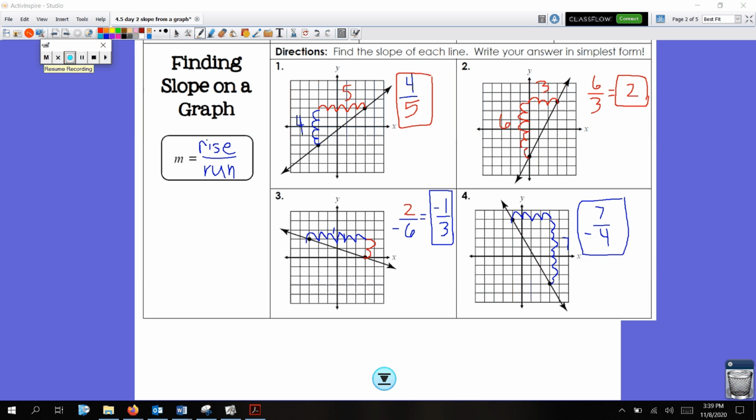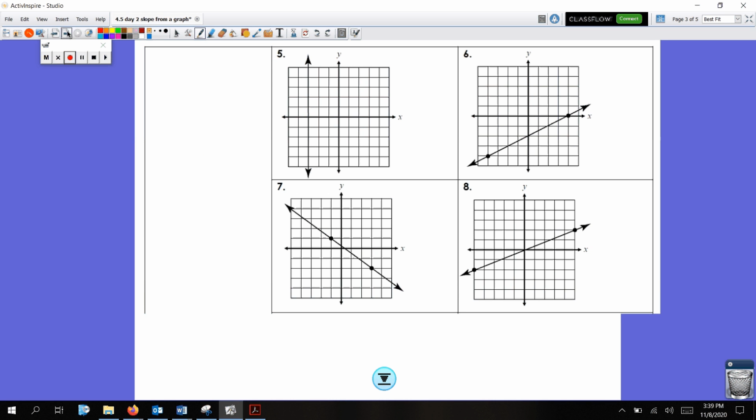All right, so it's not terribly hard. We can all count units, right? We have enough digits on our hands, and if you have to, take your shoes off and count your toes, okay? All right, number 5.